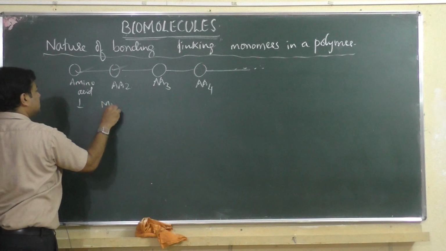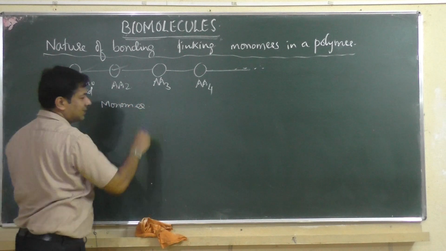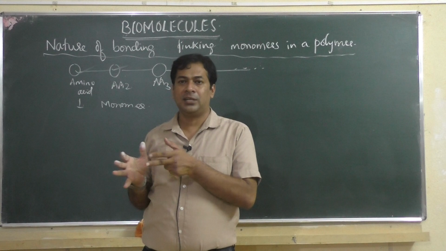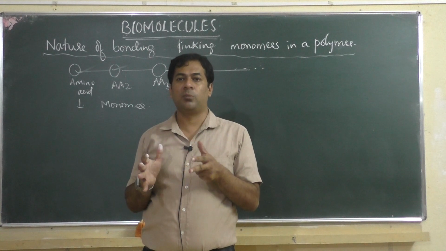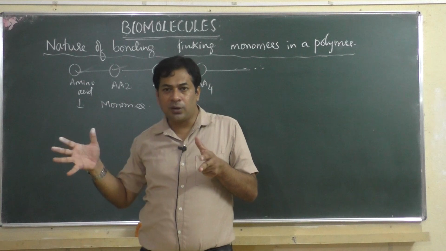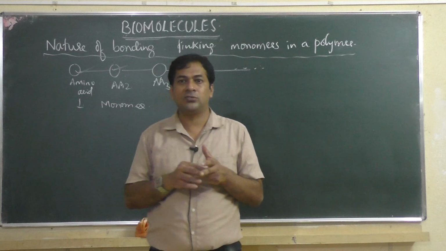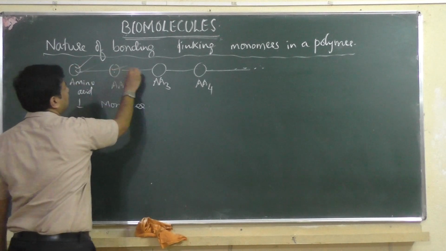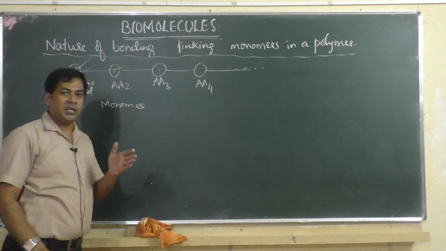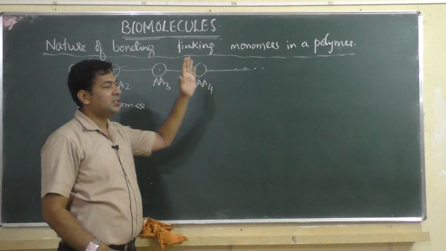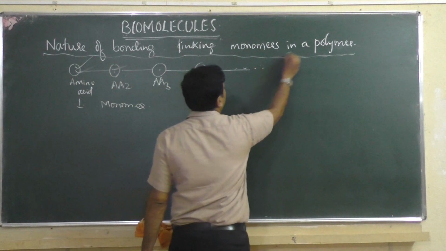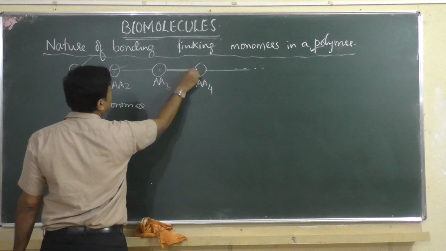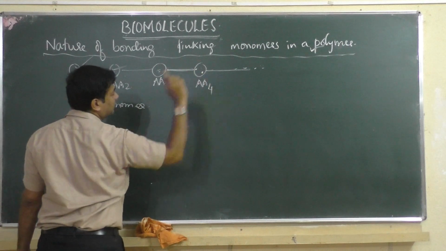Mono means single unit. To build one wall, many stones are required, isn't it? Each stone is a monomer, a single unit. When many single units join and become many units, that is called a polymer. So each amino acid is a monomer: one monomer, second monomer, third monomer, fourth monomer. Like that many single units join and become many units, then it is called a polymer. So we have to see what kind of bonds are there between these monomers in the polymer.